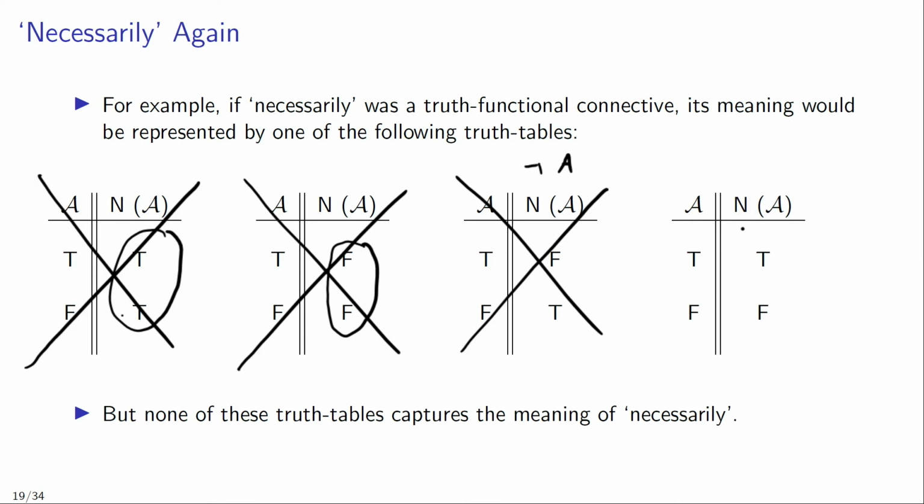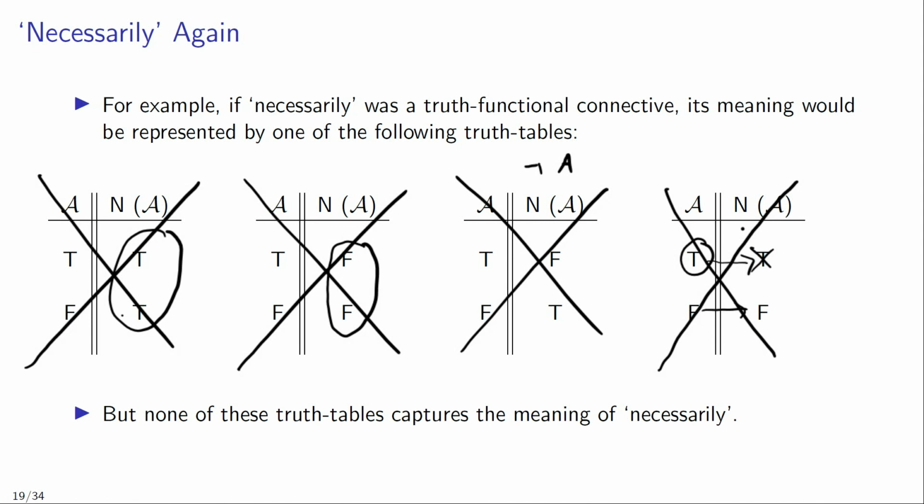Now let's finally look at the fourth truth table. This truth table in effect tells us that necessarily is idle. So it tells us that the truth value of necessarily A always is the same as the truth value of A. So we could, in principle, omit necessarily and just say A. But that seems false. So in particular, it is possible for A to be true and for necessarily A to be false. As we saw in the example, necessarily Atari has kibbles for dinner. In this case, Atari has kibbles for dinner is true, but necessarily Atari has kibbles for dinner is false. And so that means that this fourth truth table also does not represent the meaning of necessarily.